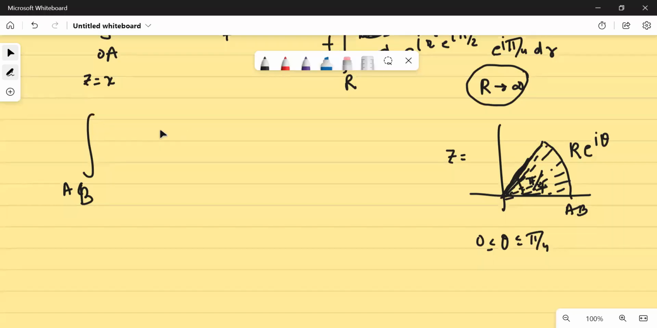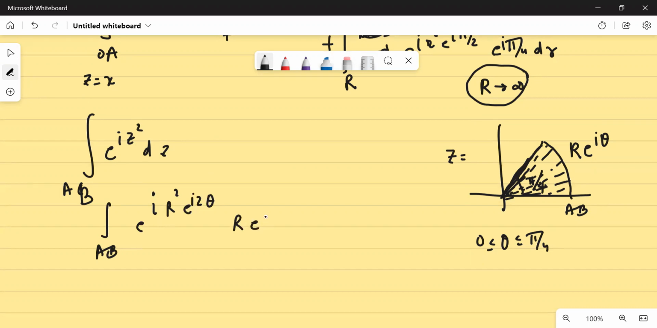Okay. So previously we were doing this kind of integration. Is that clear? So what I would do is I would place z equals r e to the power iota theta here. So instead of e to the power iota z square dz, I would write the integration over AB of e to the power iota, and z square is r square e to the power iota 2 theta. Is that clear? And dz is r e to the power iota theta, and this r.